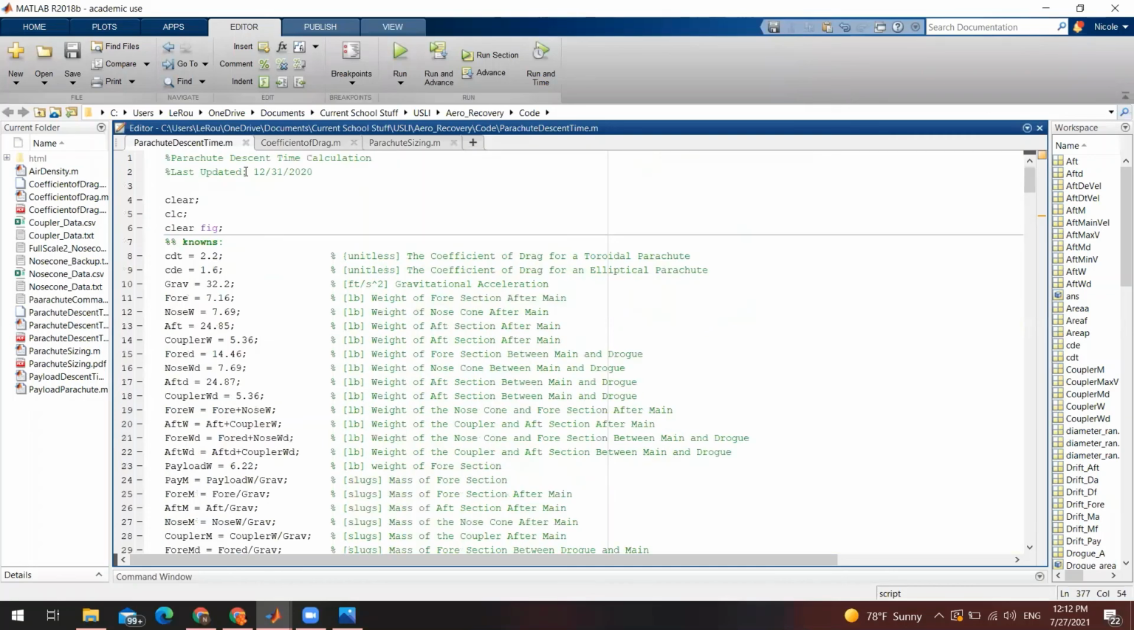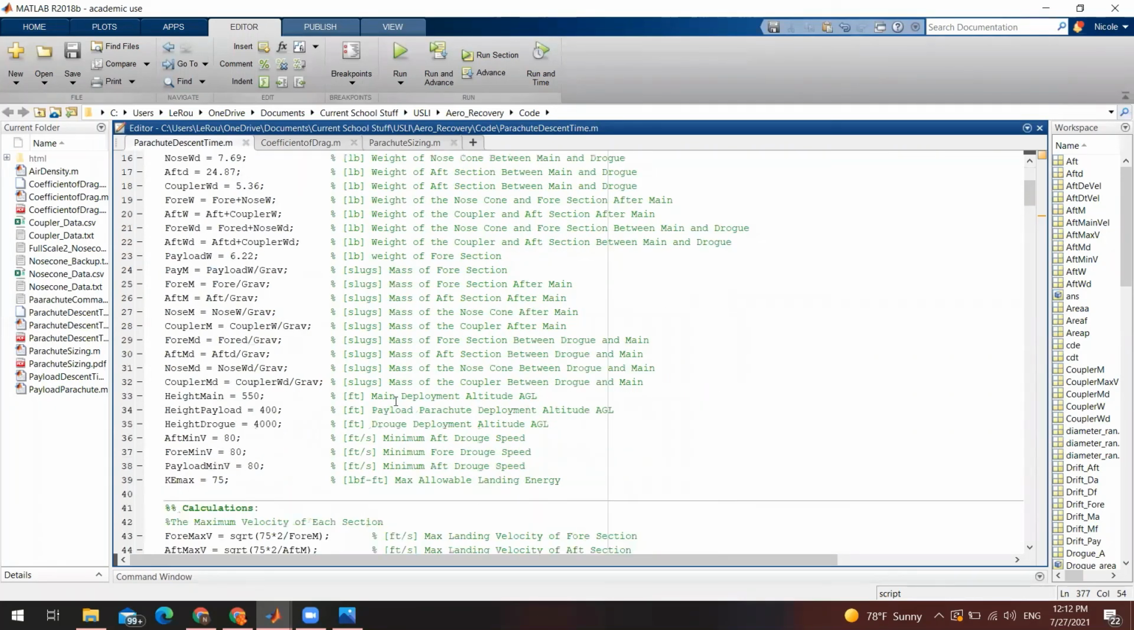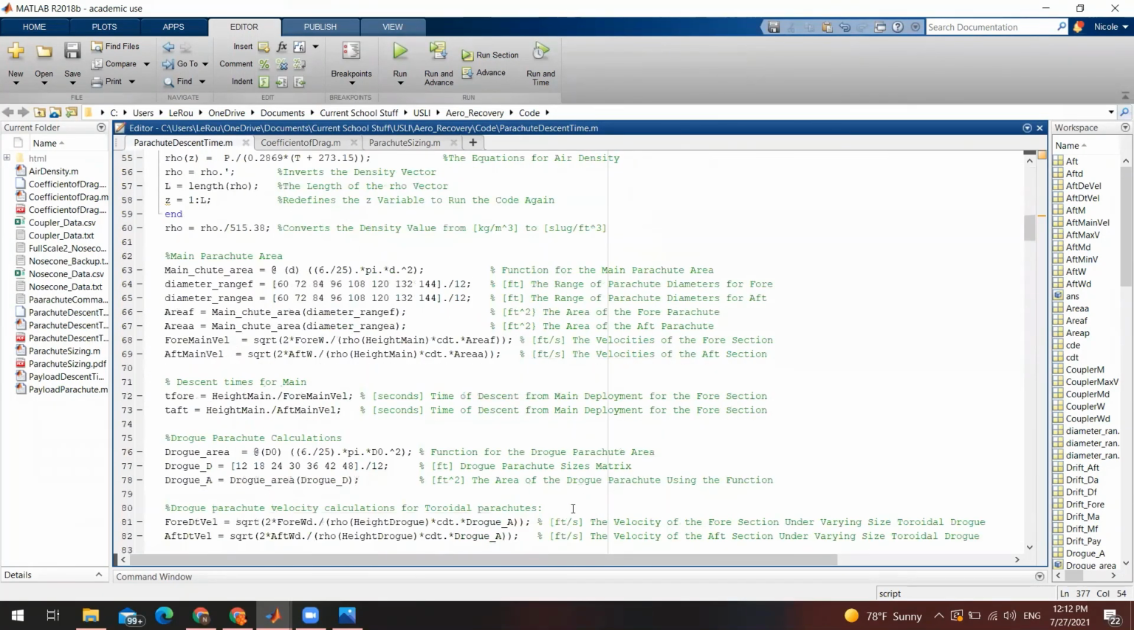This is the code to calculate the descent time, the drift radius, the kinetic energy at landing, and to make a final decision on what size of parachute to use for our competition rocket.